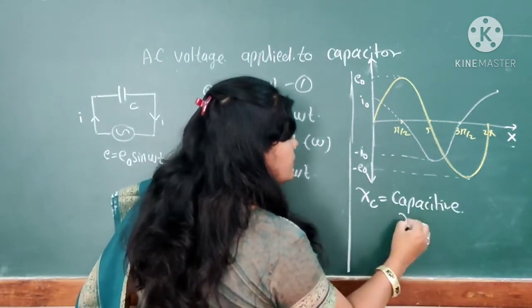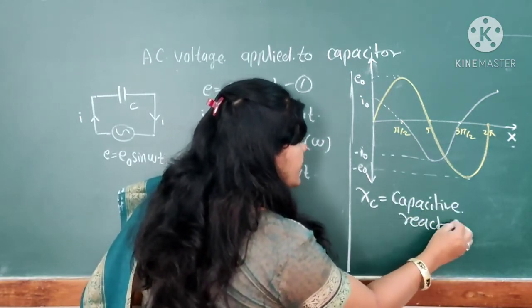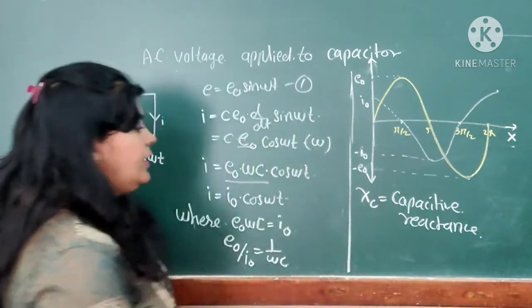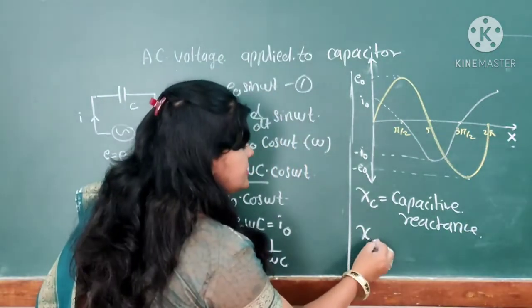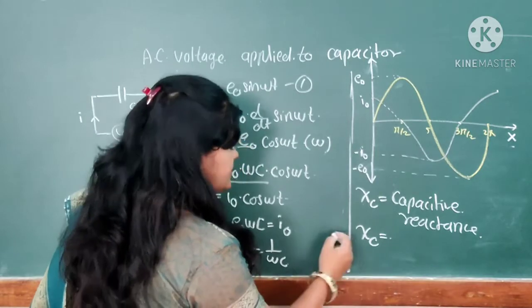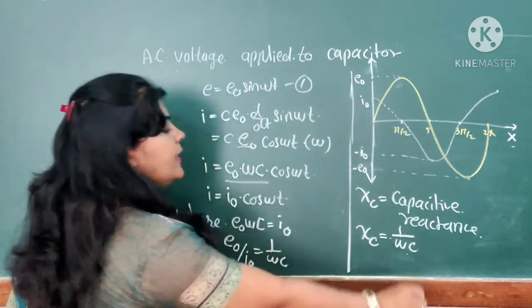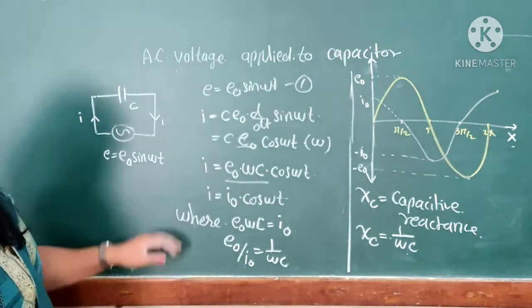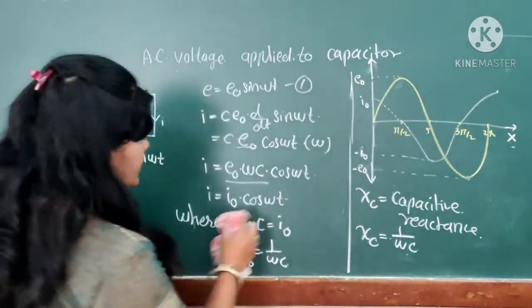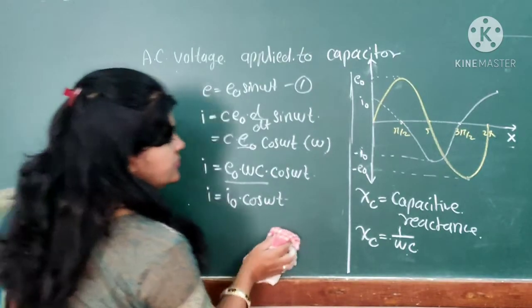Capacitive reactance has the same unit as resistance, that is the ohm, and the formula is given by 1 upon omega c. Okay, now the capacitive reactance part is over.